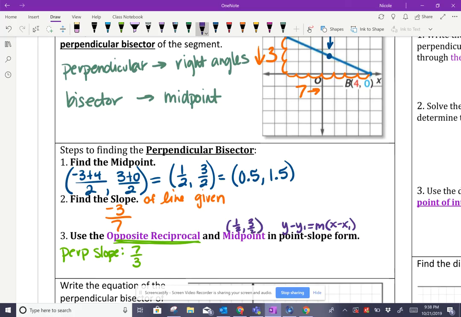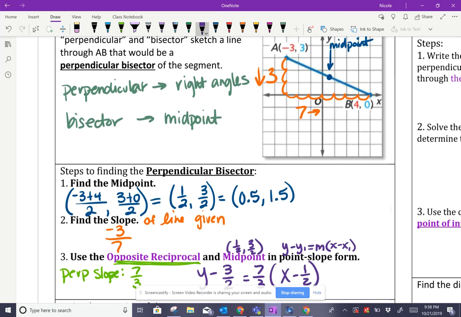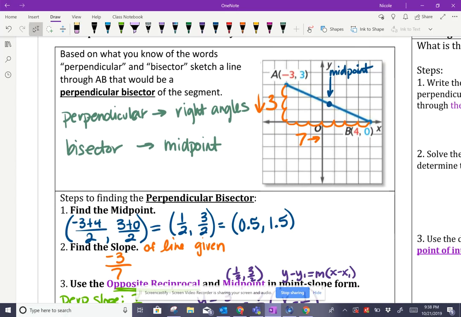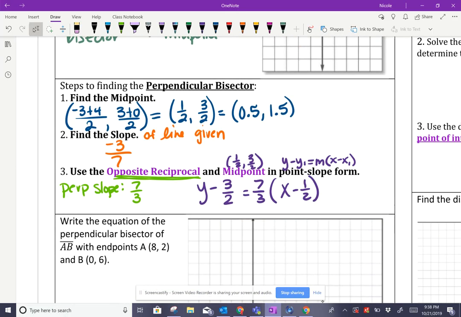Okay, so we've got y minus 3 over 2 equals our slope 7 over 3, parentheses, x minus 1/2. So that is our equation for our perpendicular bisector for the line segment AB: y minus 3 over 2 equals 7 over 3, parentheses, x minus 1/2.